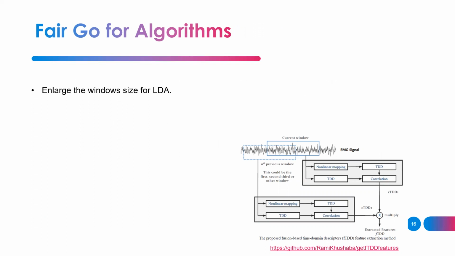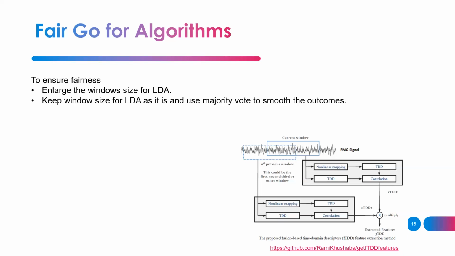Well, one point you can do is enlarge the window size for LDA. Make sure that you are looking at an equivalent amount of the EMG signal when you are feeding that to the LDA, and the same size when you're feeding to the TCN. In that case, you are feeding both models with the same amount of EMG data, basically. The other thing you can do is keep the window size as it is, but apply majority vote at the output of LDA to smooth the output. That's another way if you want a fair analysis.